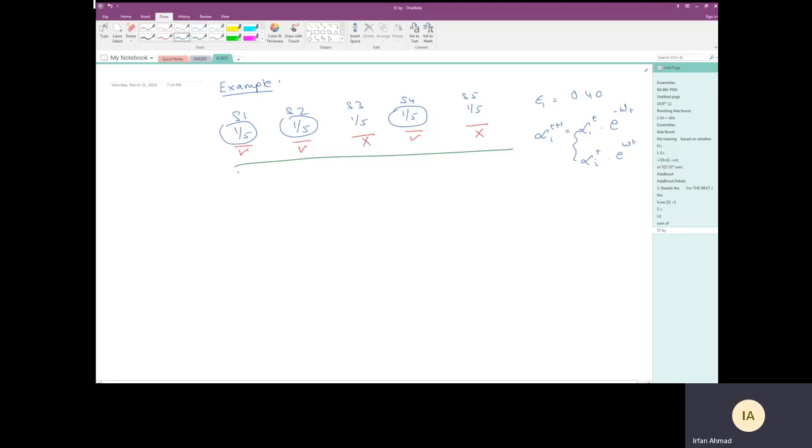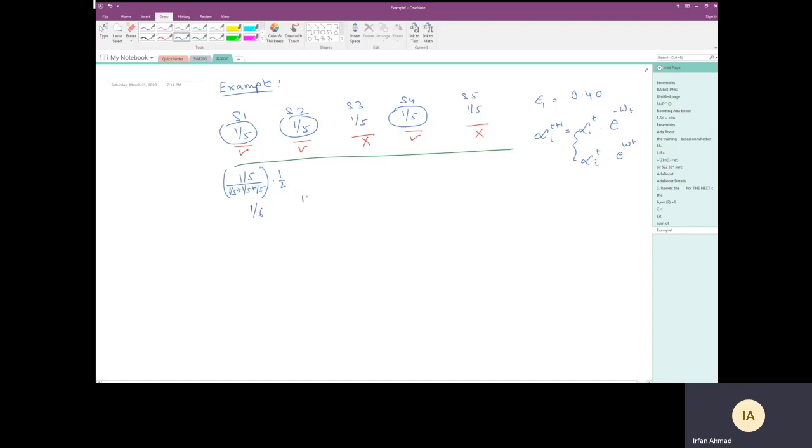So what we can see is nothing but 1 over 5 over the summation of all of that. So 1 over 5 plus 1 over 5 plus 1 over 5, the three correct samples, times it's renormalized to half. What do you get? If you do the math, you get nothing but 1 over 6. So this becomes the new weight of this sample.